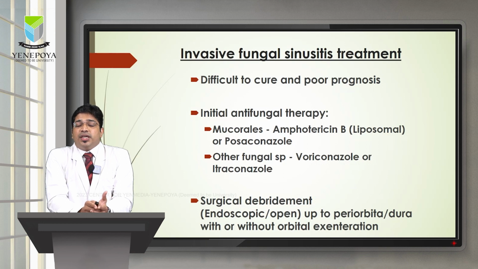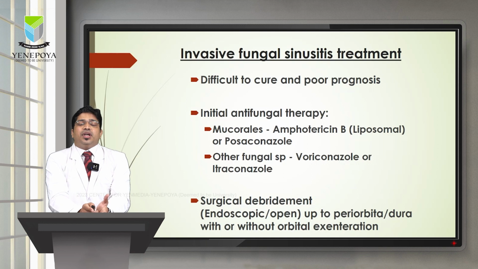But surgical debridement is of utmost importance because without clearing the fungus from the sinuses, it is not going to clear the ischemic areas, because the IV antifungal therapy will not reach these necrotic areas. So the necrotic bone and mucosa have to be completely cleared either by an endoscopic approach or by an open approach. It has to go up to the periorbita or up to the dura, with or without orbital exenteration.